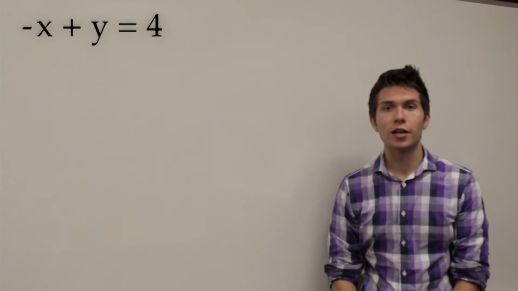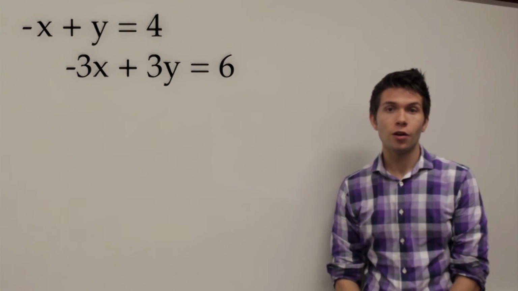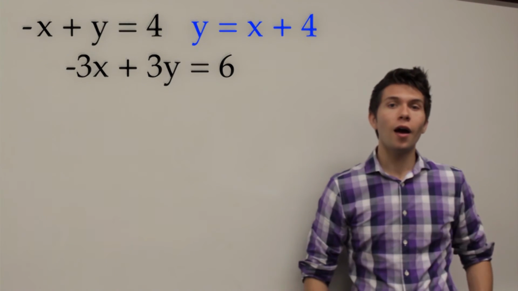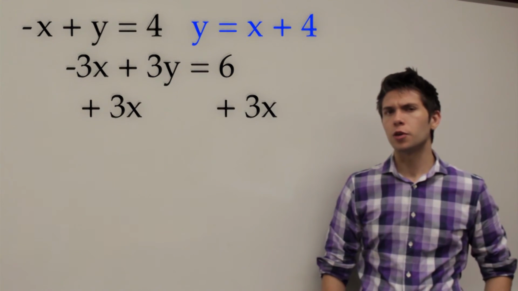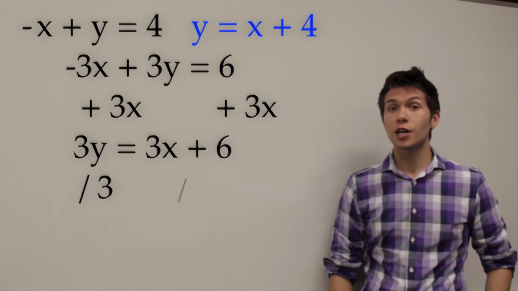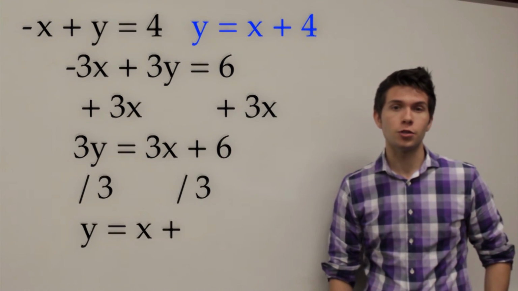Now for the last system. Negative x plus y equals 4 and negative 3x plus 3y equals 6. Again, we already know the slope-intercept form of the first equation is y equals x plus 4. Adding 3x to both sides of our second equation, we see that 3y equals 3x plus 6. Dividing both sides by 3, we get y equals x plus 2.